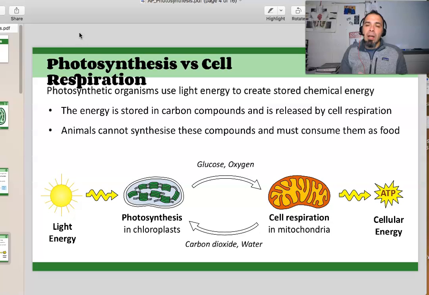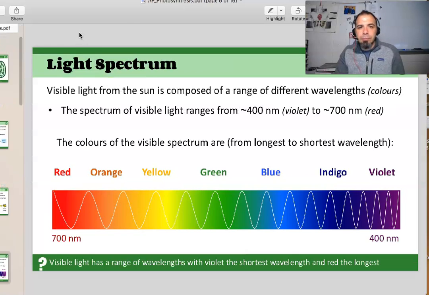So hopefully remember endergonic and exergonic. Animals cannot synthesize these compounds and then must consume them as food. And so that's kind of the key point there. So again, there's a visual, so that endergonic, exergonic idea.